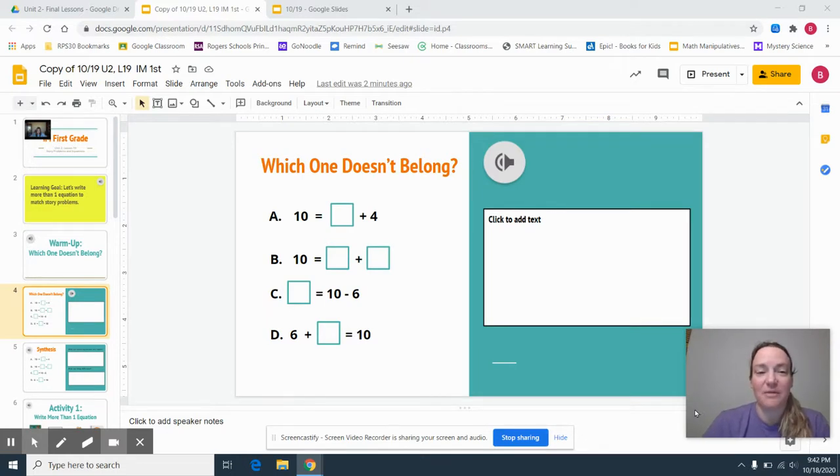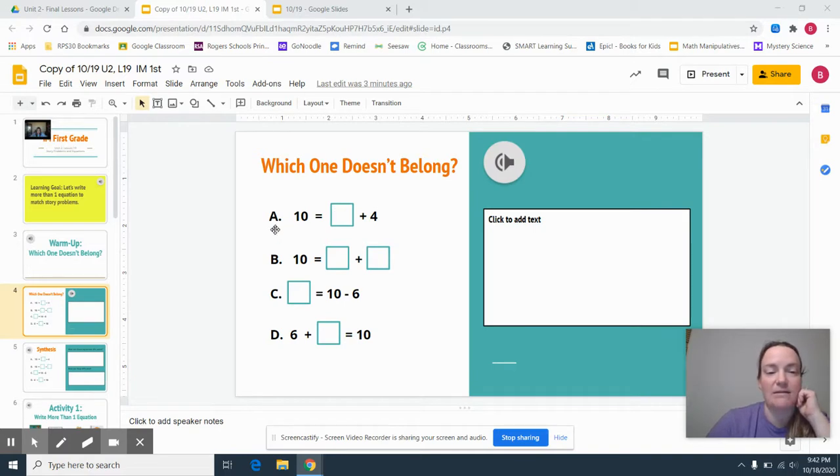More in depth. On this slide, it's talking about which equation doesn't belong. Is there anything that you notice about the equations that you see on this slide? What is something you maybe notice?